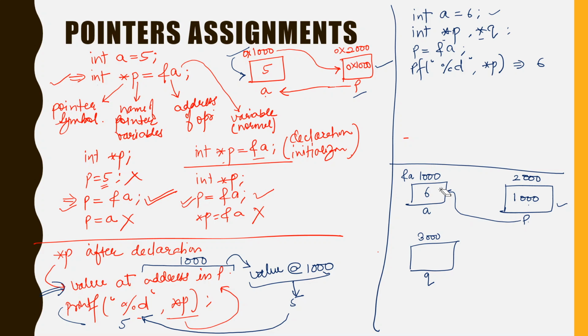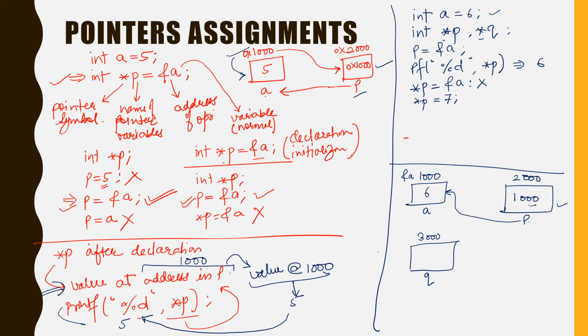Now how to assign a pointer to another pointer? What I said to you is that *p = &a is a wrong statement, but you can do this: *p = 7. Now what will it do? I have changed the value at the address which p points to, the value at the address in p. So what is the address in p?